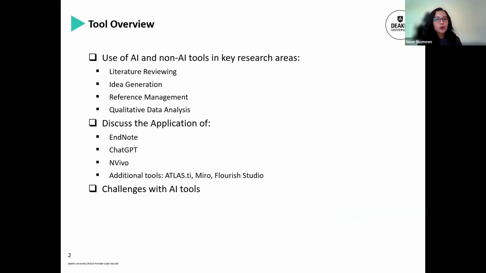To give an overview of the presentation, I will discuss how I use AI and non-AI tools in literature reviewing, idea generation, reference management, and qualitative data analysis. I will mainly discuss the application of EndNote, ChatGPT, along with a few of its extensions, and NVivo. I will also briefly touch on 3 additional tools that I think would be very helpful for PhD students. And lastly, I will touch on a few challenges of using such AI tools for research.